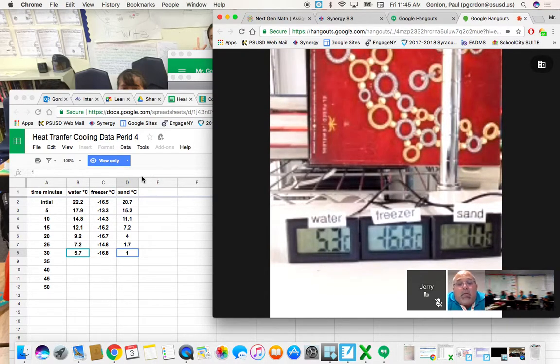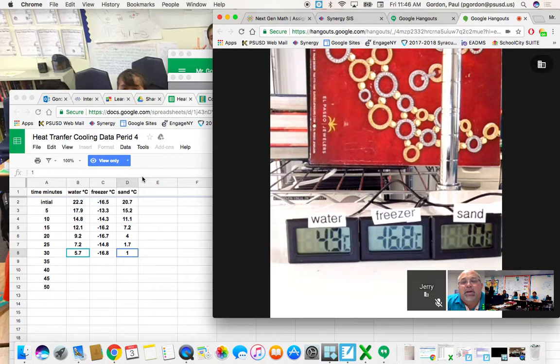Right. Cheyenne? Say it louder. Water. She predicts water would transfer heat faster. She says the water will transfer the heat faster. So when it transfers heat from the water to the freezer, that means the water temperature is going down, right? Yes.